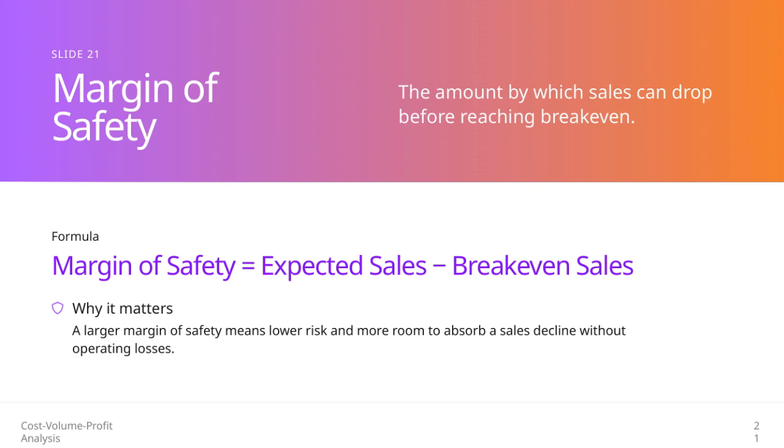A larger margin of safety means the business has a bigger cushion. It reduces risk by allowing the company to withstand a decline in sales without immediately facing losses. In cost-volume profit analysis, this measure is crucial because it helps managers understand how vulnerable the business is to fluctuations in sales, guiding better decision-making and planning.